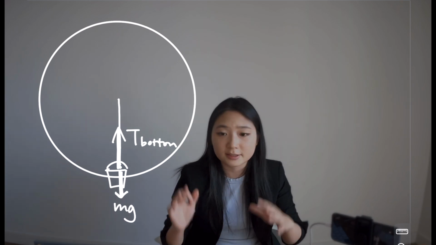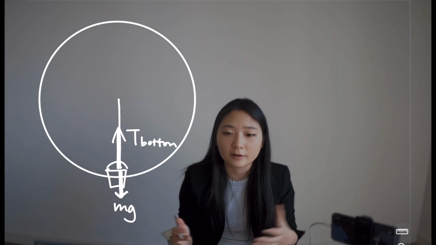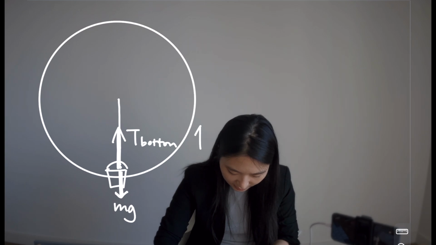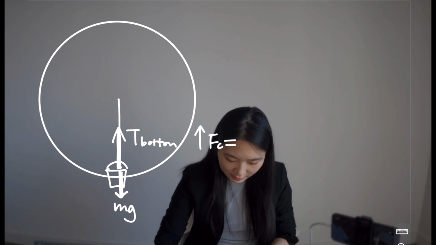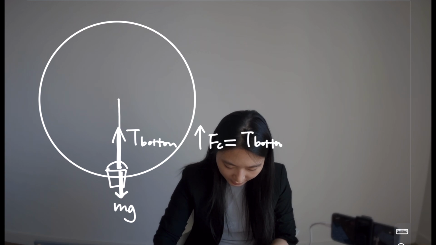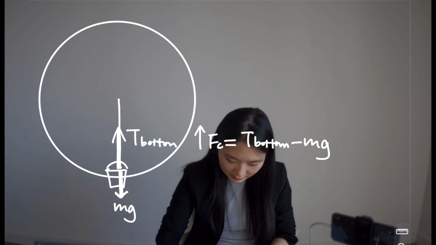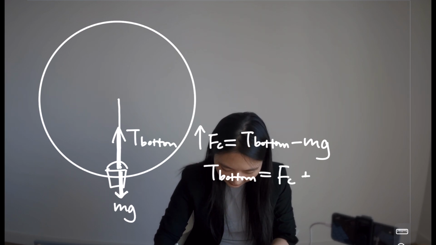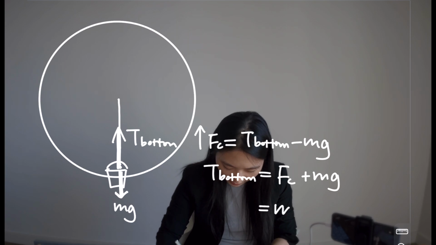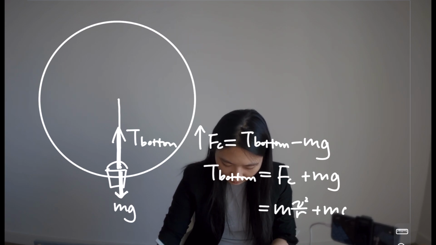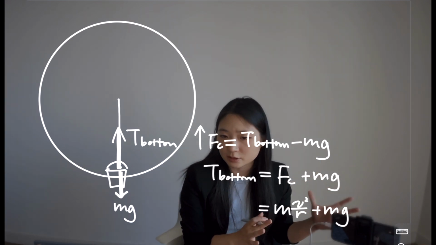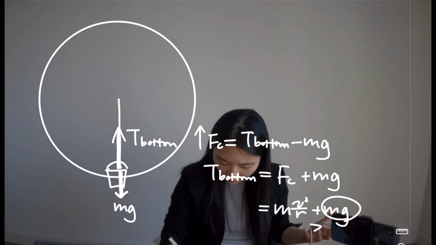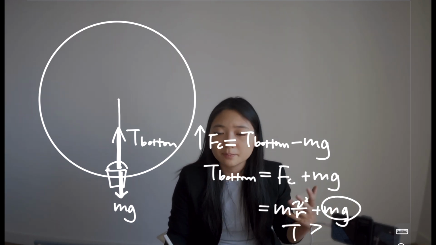Well, we know that the centripetal force, aka the net force of an object, will be pointing toward the center of the circle. So at the very bottom, the centripetal force is pointing up. So that would be T bottom, the tension force, minus mg. This means the tension force at the bottom of a circular path would be equal to the centripetal force Fc plus mg, or mv squared over r plus mg. This means at the bottom of the circular path, the tension force must be greater than the gravitational force. Well, what about when the bucket is at the very top?